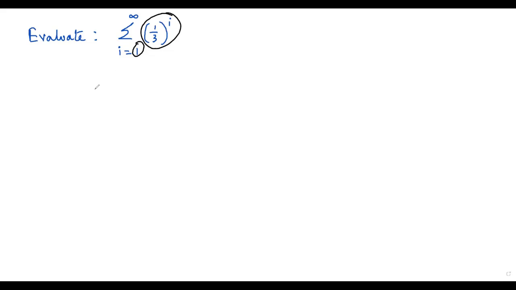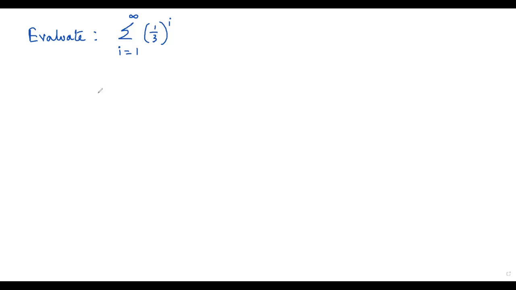When I plug in i equals 1, I'll be getting the first term. When I plug in i equals 2, I'll be getting the second term. In this way, I'll be getting the terms of the given series, and we have to add them all because we have summation. Summation means we have to add all the terms we get when we plug in i equals 1, 2, 3.